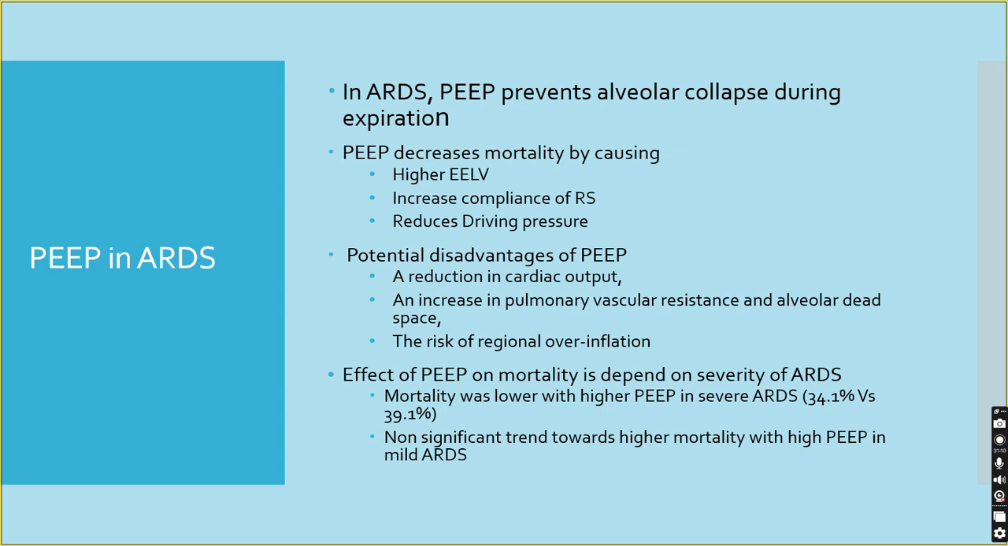What are the disadvantages of giving PEEP? Because it is a positive pressure at the end of expiration, it reduces cardiac output. It increases pulmonary vascular resistance and causes alveolar dead space, which causes increase in CO2. There is some risk of regional overinflation of a normal lung because of the PEEP.